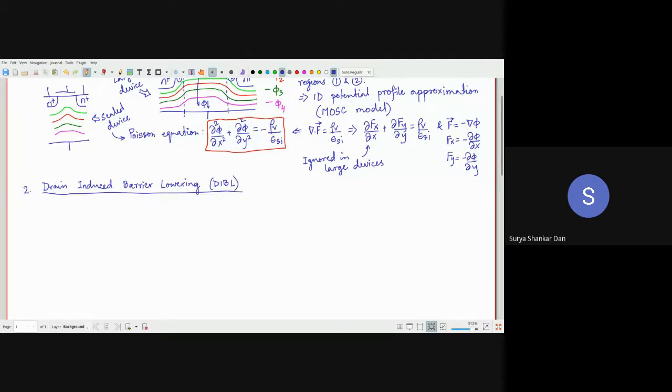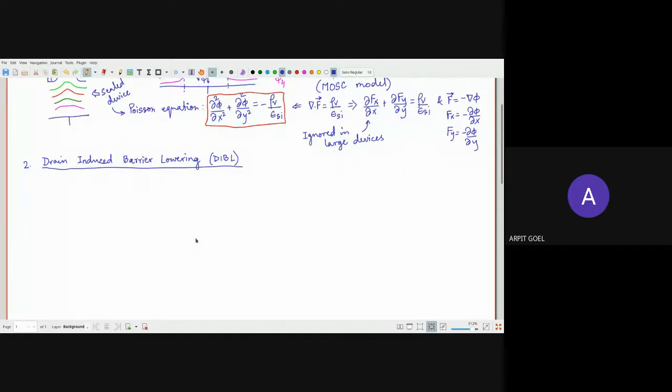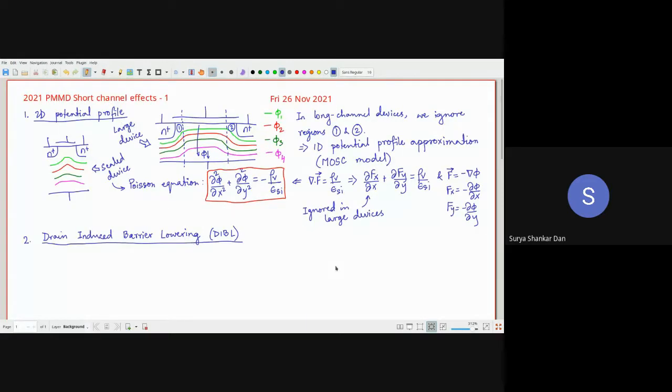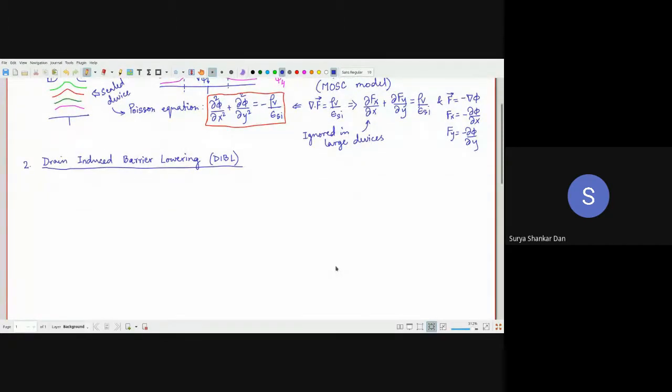Yes, sir. When high drain voltage is applied, VTH reduces. When high drain bias is applied, it has got to do with scaling now. VT reduces, that is correct. But not because of higher drain bias. Can anybody say?